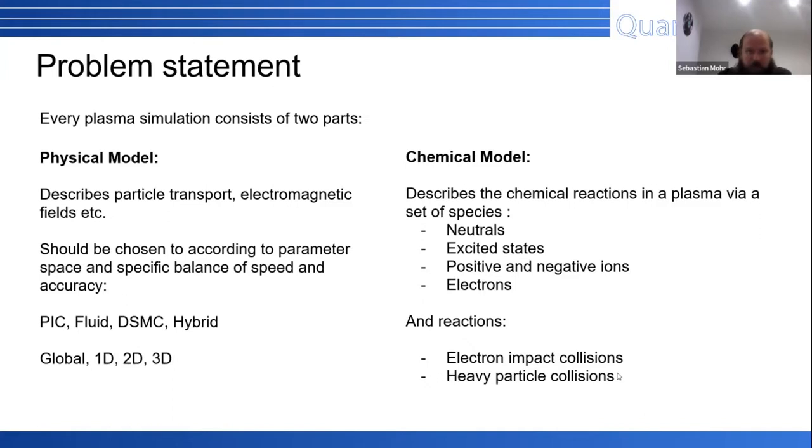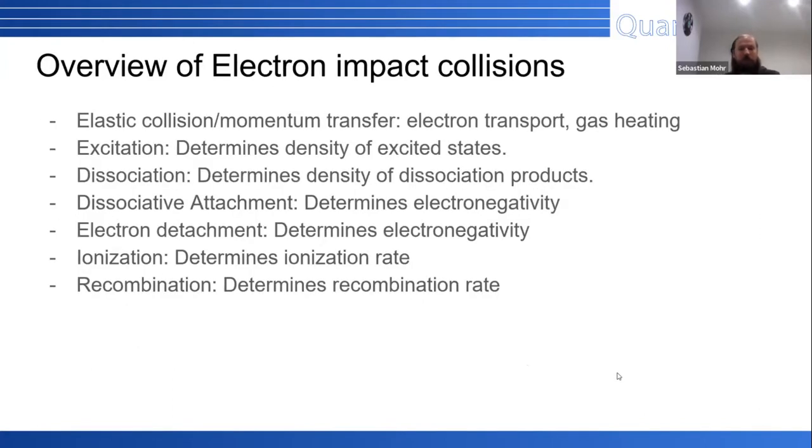And as you've seen in Matt's presentation, there are a lot of different electron impact collisions. You have momentum transfer, which usually governs the electron transport, for example, the diffusion, and is also an important part of neutral gas heating. You have excitation and dissociation, which determine the density of excited states or dissociation products. You have dissociative attachment and electron detachment, which give you the amount of negative ions you have in a plasma, which can influence the discharge quite significantly.